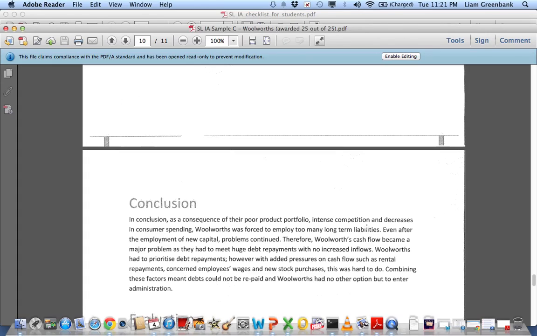Again, this was referenced above. Even after the employment of new capital, problems continued. Therefore, Woolworths' cash flow became a major problem, which I talked about on the previous page, as they had to meet huge debt repayments with no increased inflows. Woolworths had to prioritize debt repayments, however, with added pressures on cash flow, such as rent, employees' wages, new stock purchases. This was hard to do. Combining these factors meant debts could not be repaid, and Woolworths had no other option but to enter administration.